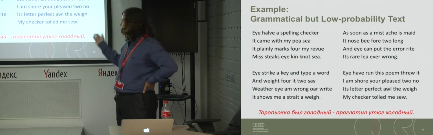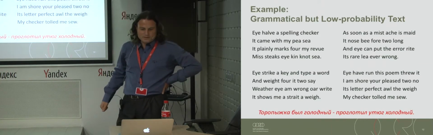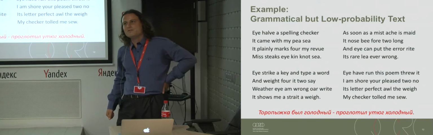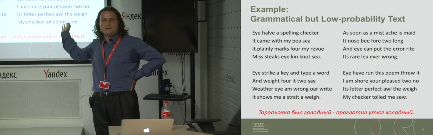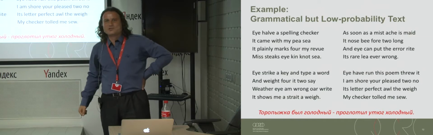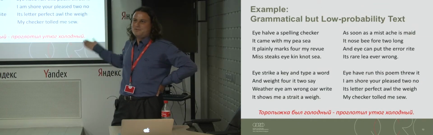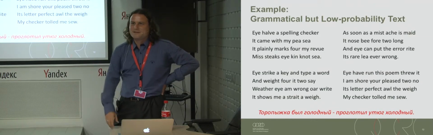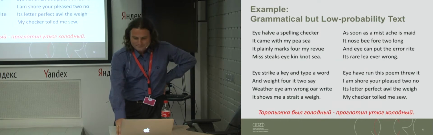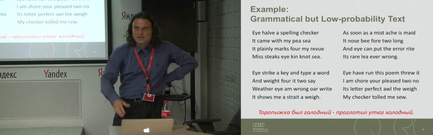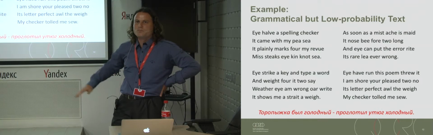And a Russian example: "Tarapushka был голодным, голодный проглотил утюг холодный." Okay, this is a real sentence from the literature, but it's not something of very high probability, right? So you don't want to generate translations that have low probability.